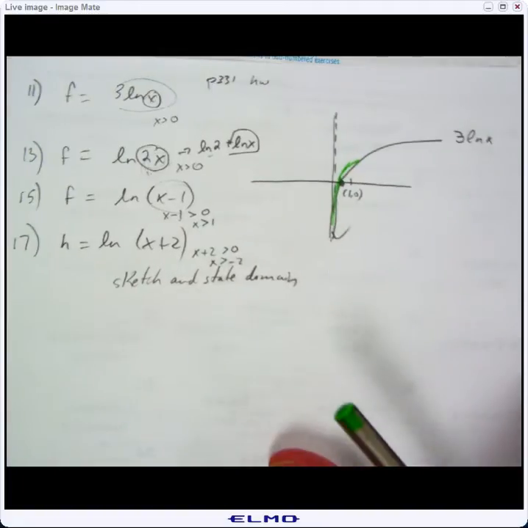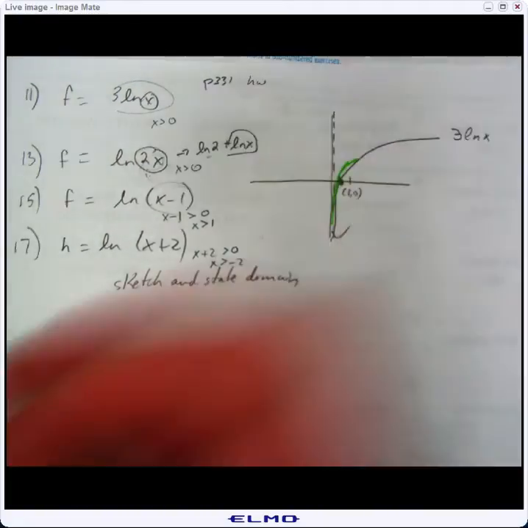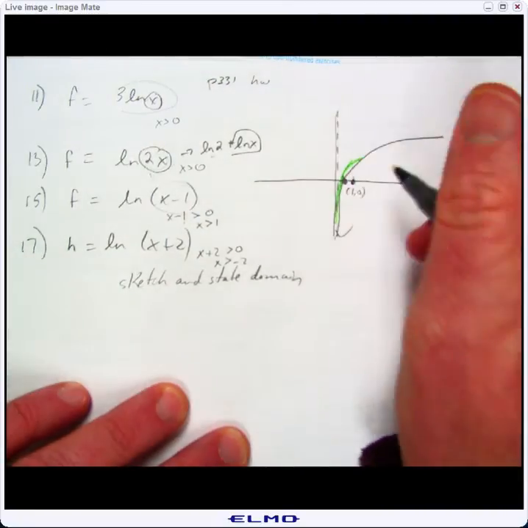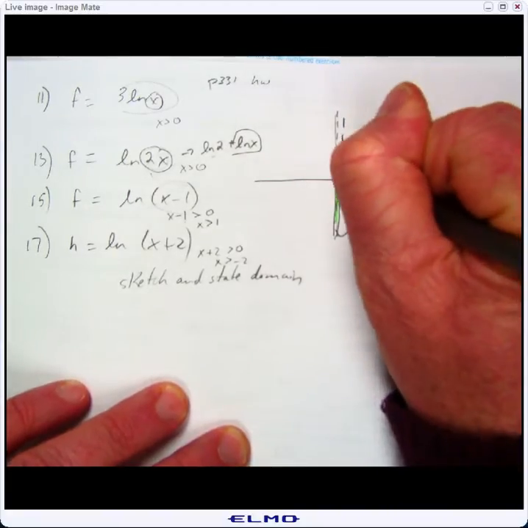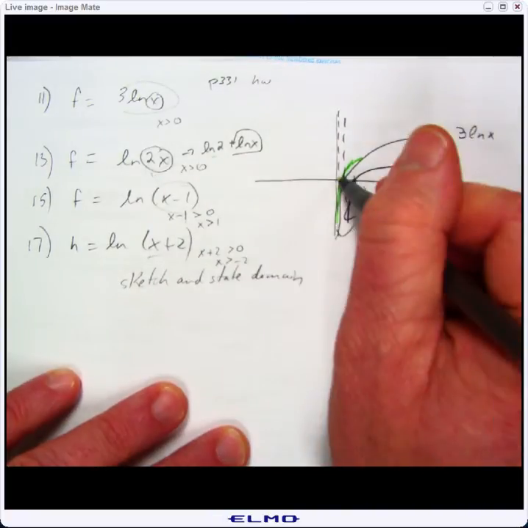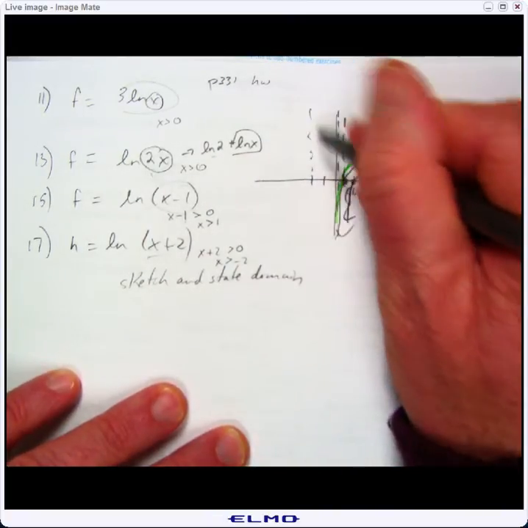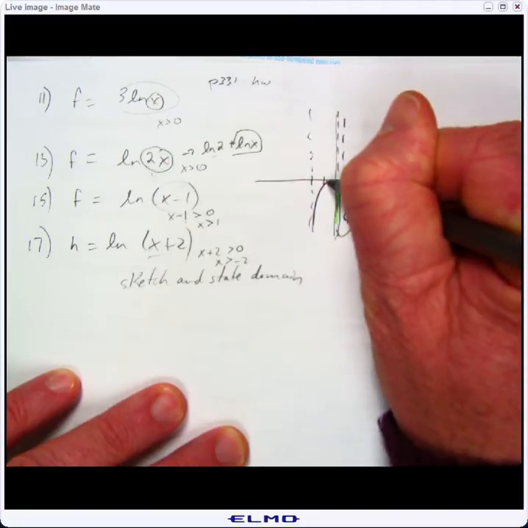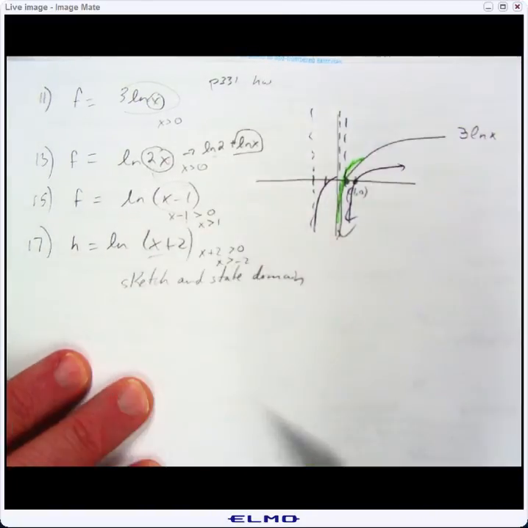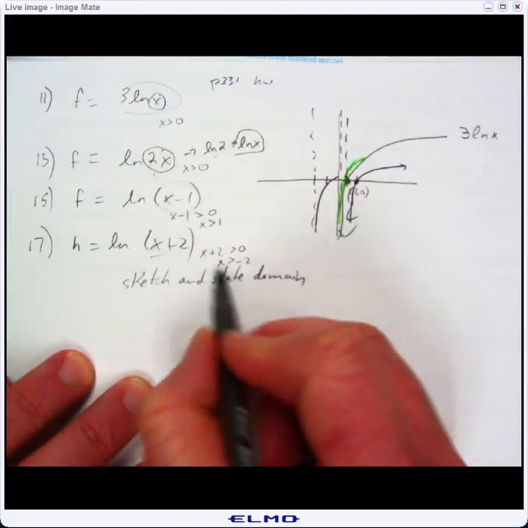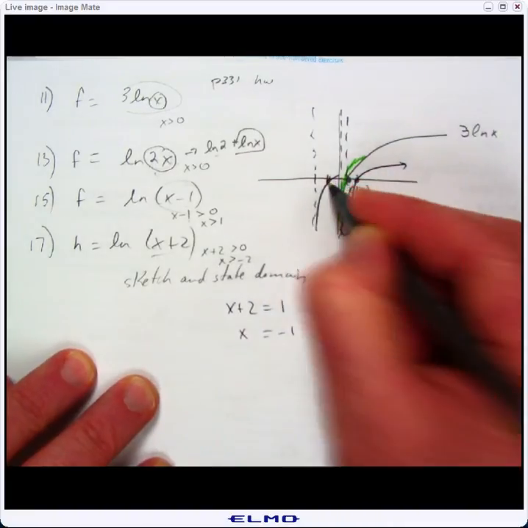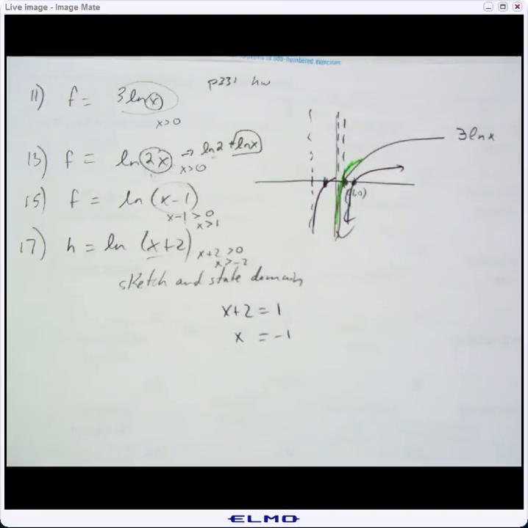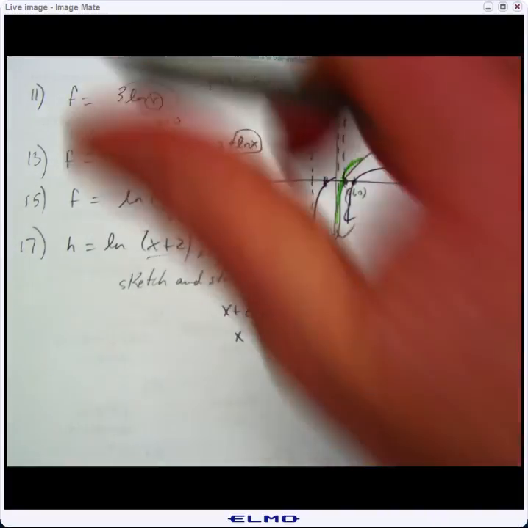x minus 1 is shifted 1 to the right, so everything moves with it. The asymptote moves with it. And this is shifted to the left, so the asymptote moves to the left. And everything else will be the same. If you ever want to find the x-intercept, you set that equal to 1. So at negative 1 would have been our x-intercept. And you can always graph on your calculator. Sometimes that's helpful, sometimes it's not, depending on the function.